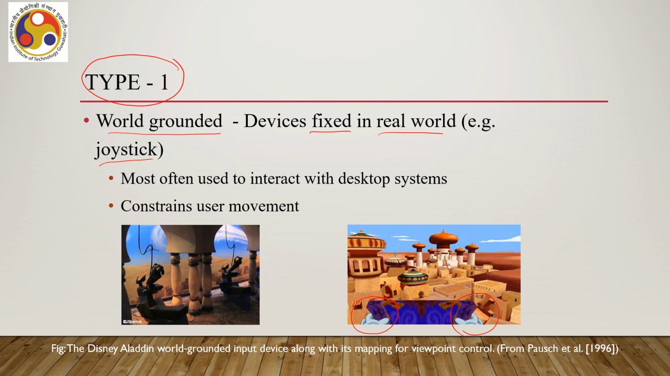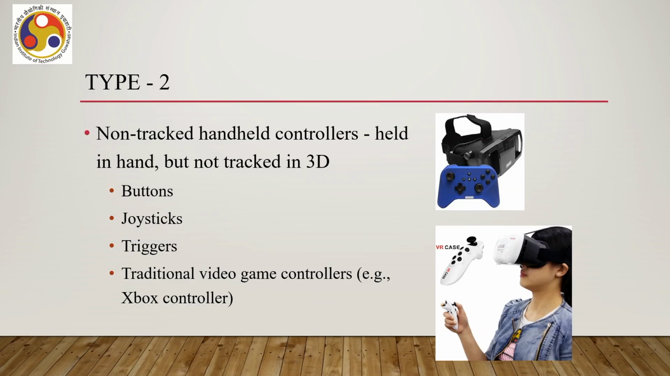So, portability is an issue, but these are quite common, most often used to interact with desktop or systems that are also grounded. But the drawback is quite obvious: it constrains the user's movement. So, the user has to move within a specified area. So, the first category is world grounded input devices, an example is the joystick.